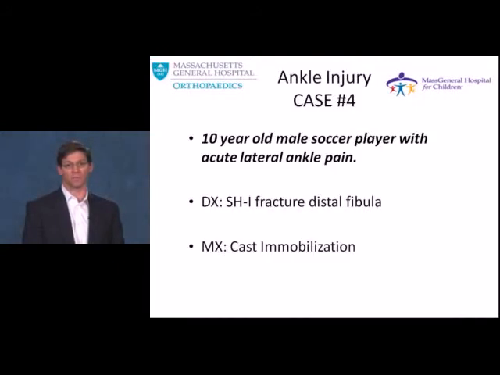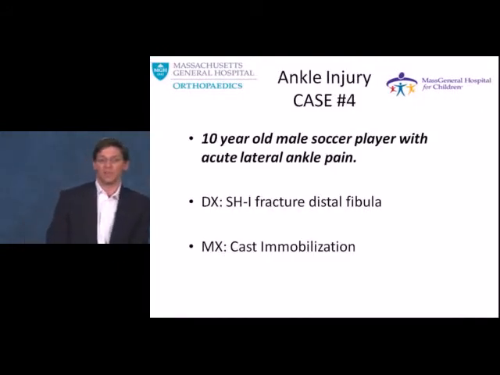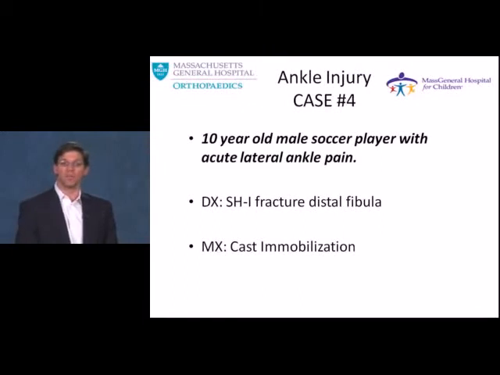diagnosis. As I said, Salter-Harris type 1 fracture of the distal fibula, and management could be cast immobilization. Really less important that it be cast immobilization. The level of immobilization would be driven by the amount of symptomatology.